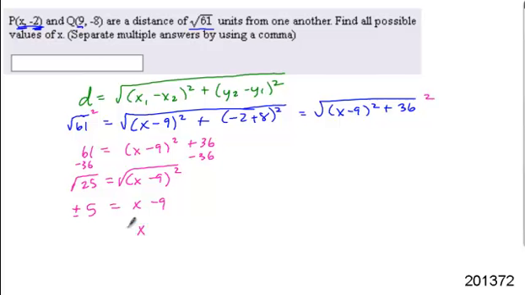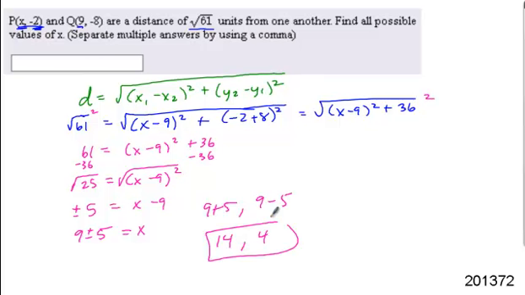Add 9 to both sides. Gives you 9 plus or minus 5. So those are your two solutions, 9 plus 5 and 9 minus 5. So you have 14 and 4. Those are your answers.